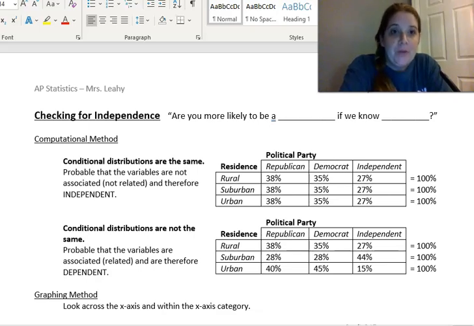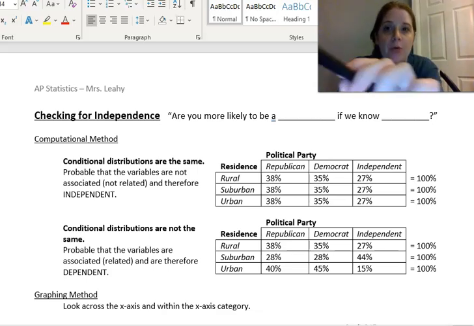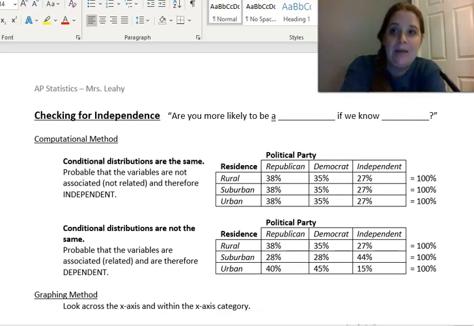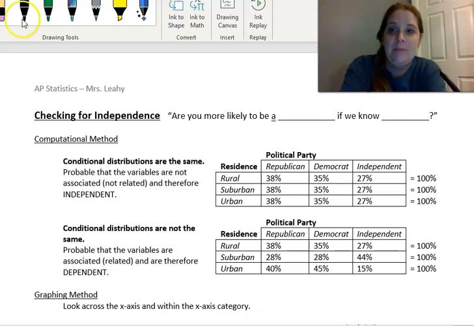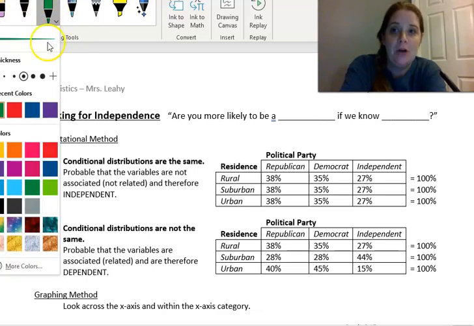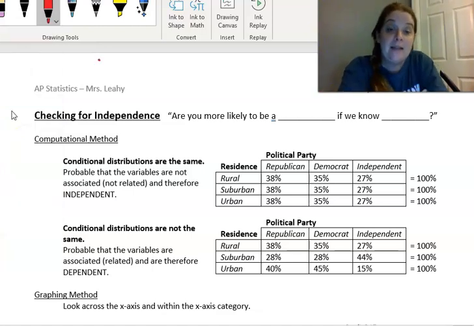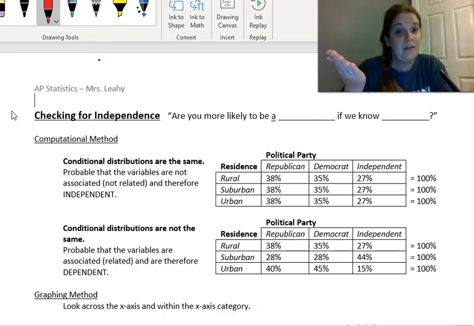Okay, so we've got two categorical variables, and we want to know, are those variables independent? Now, you've probably heard about independence before in some of your other math classes, probably when you're talking about something like probability. And you hear that word independence as in independent events. Normally, we think that independent events are ones where the first event doesn't affect the probability of the second event.